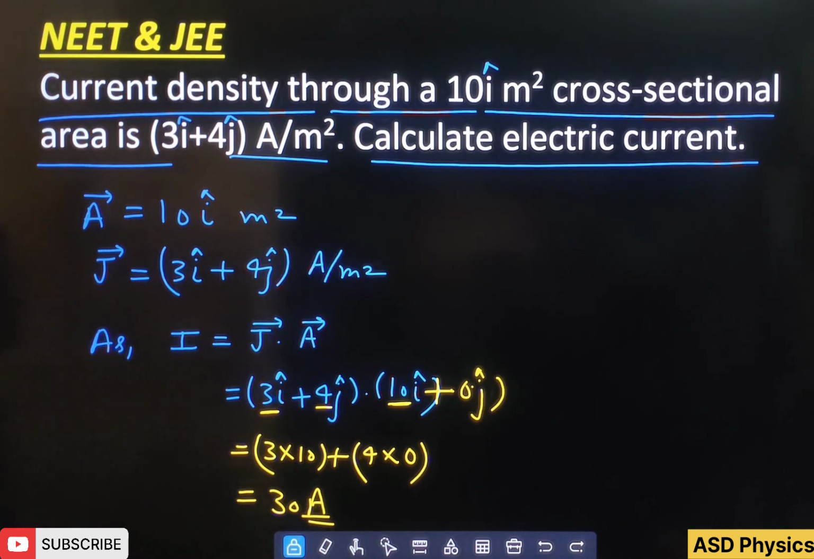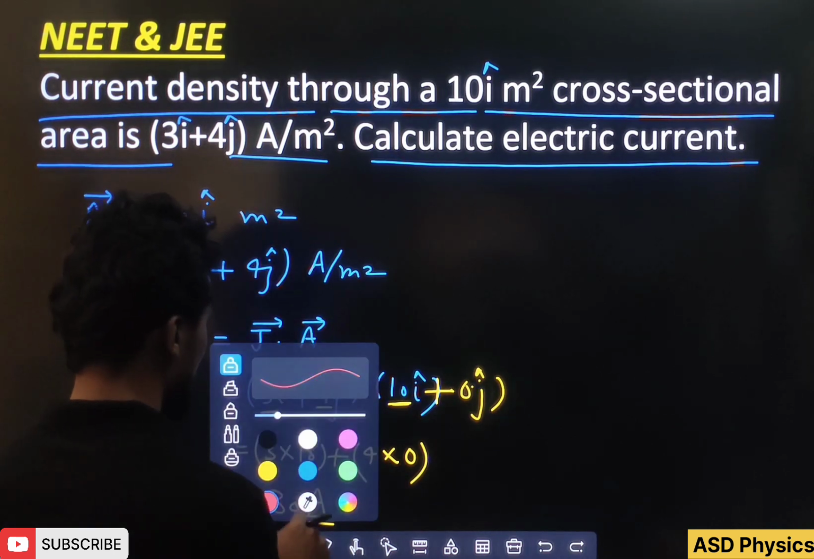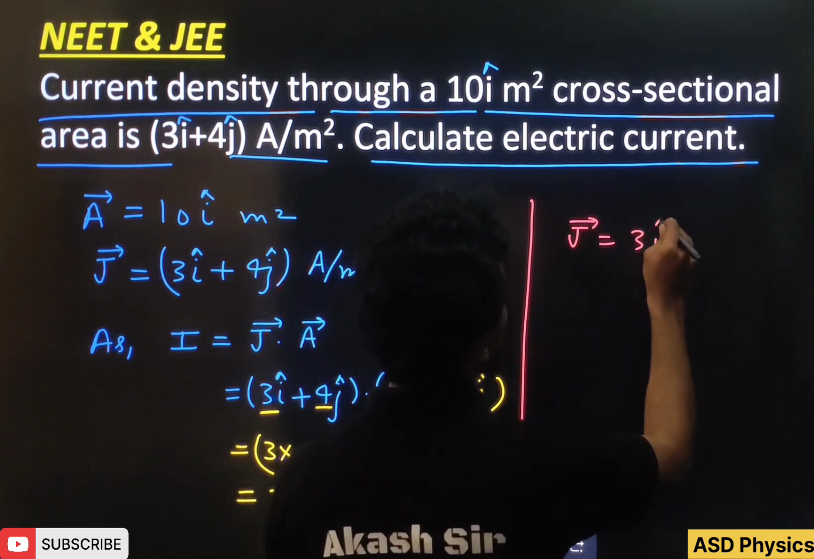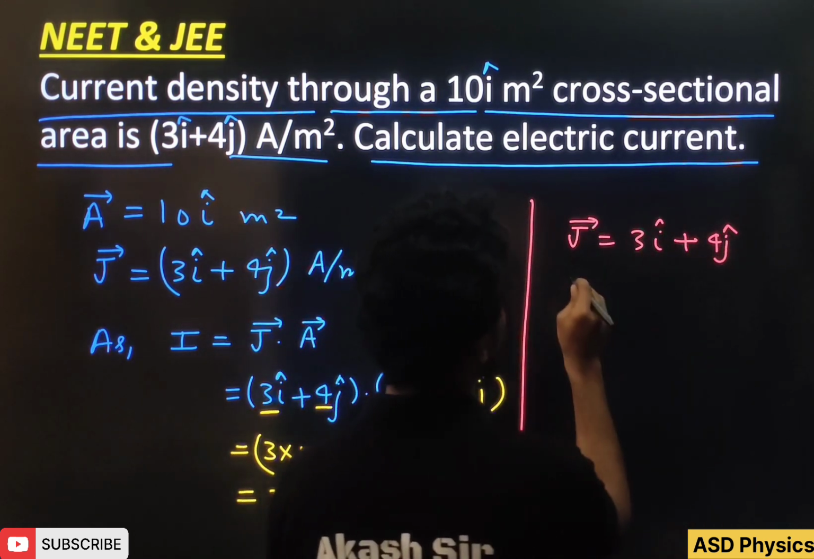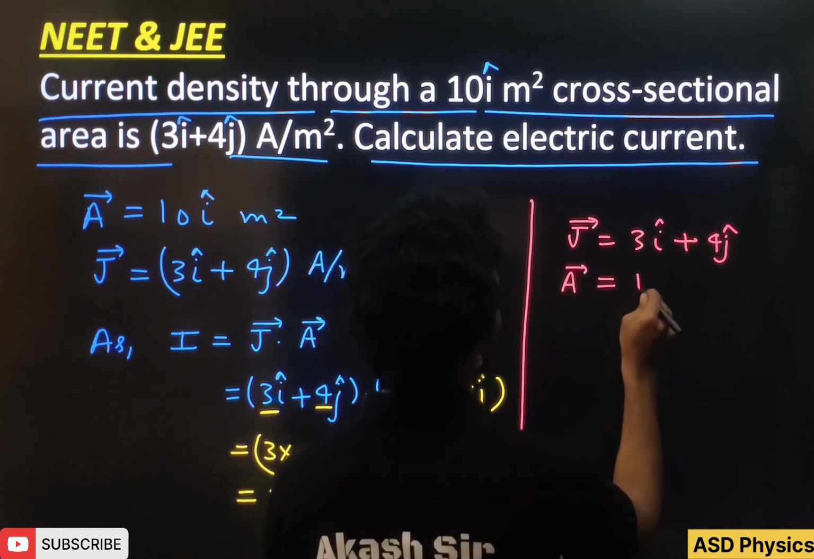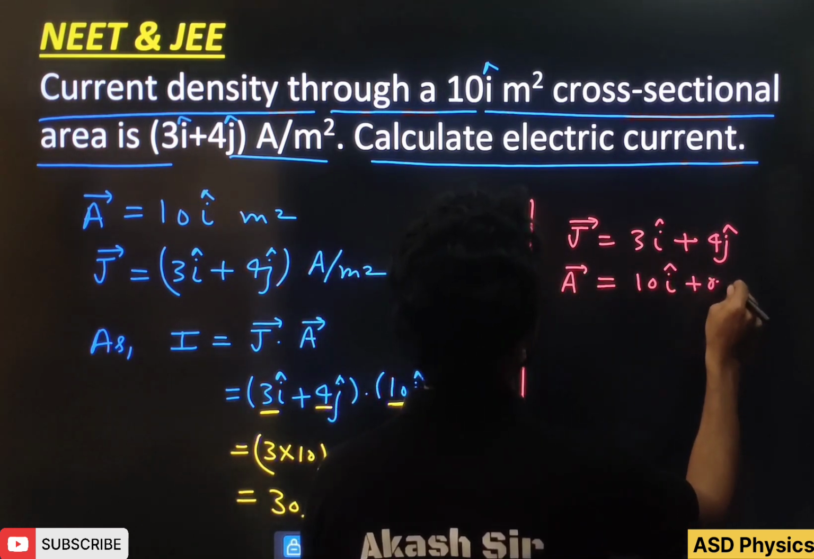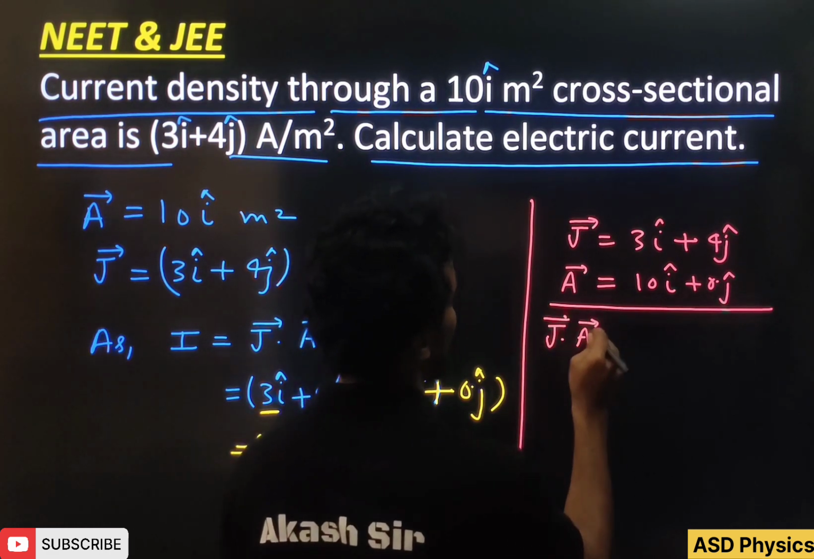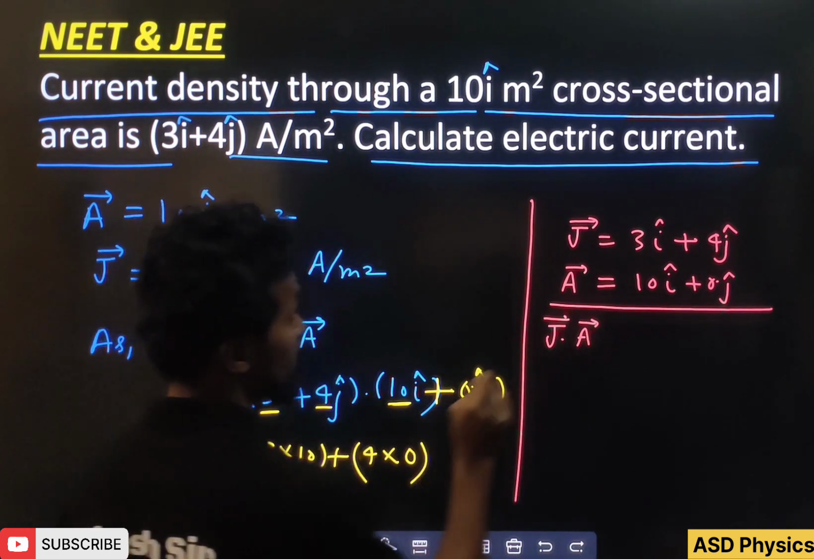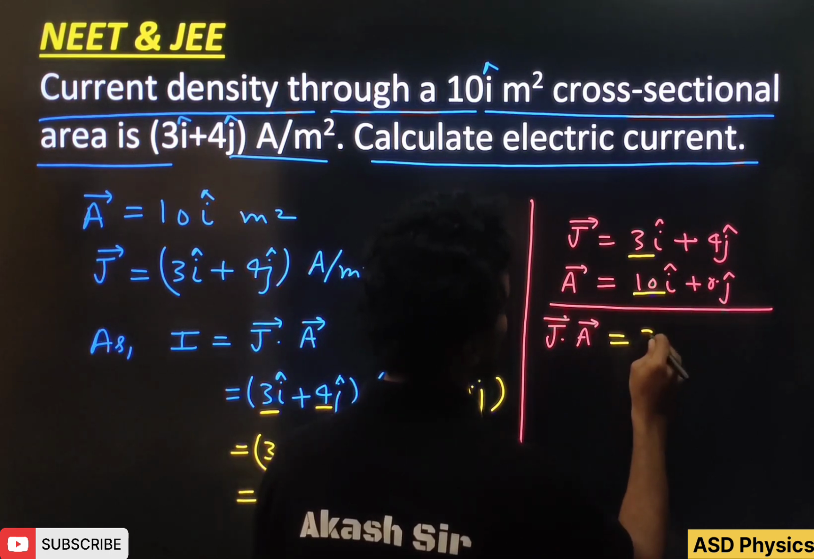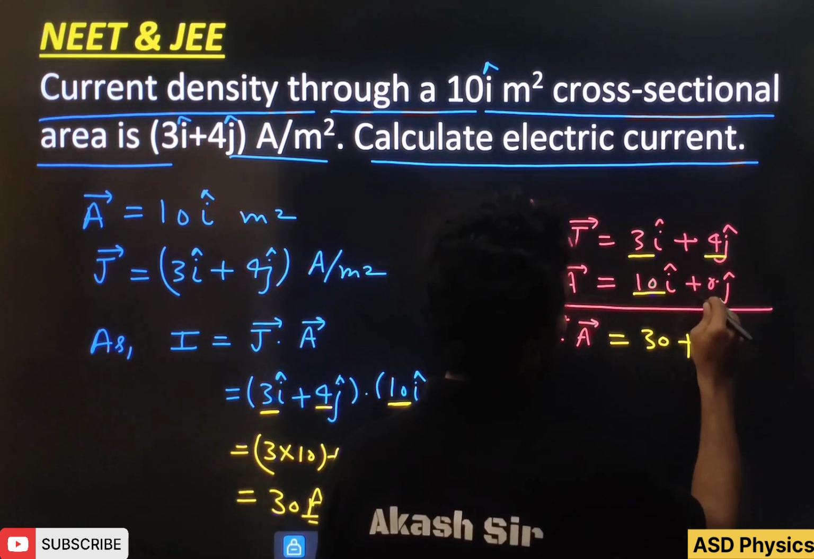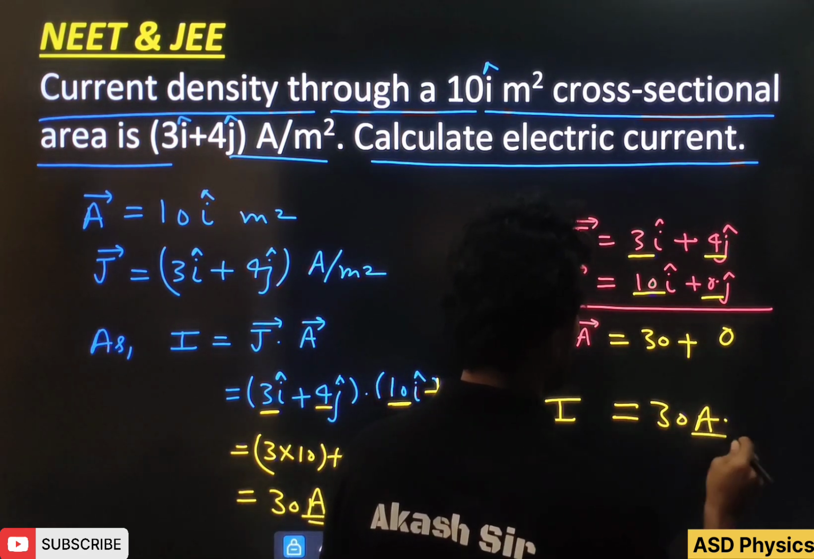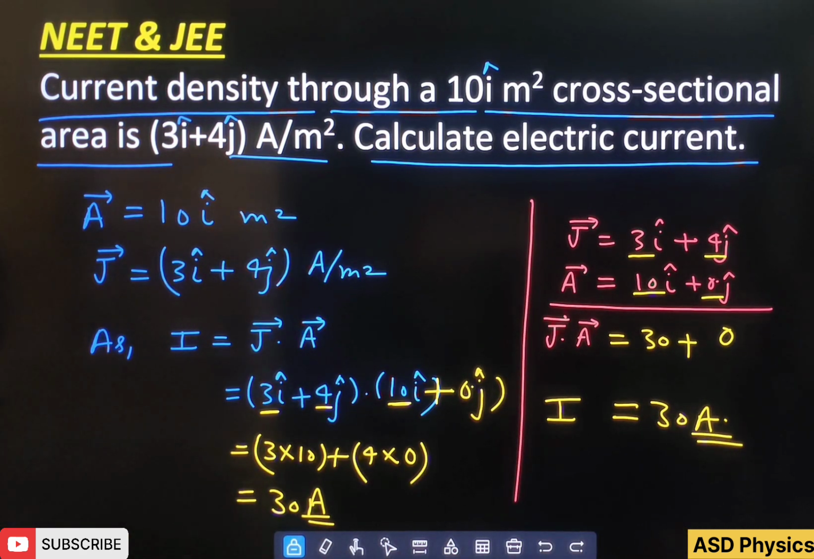Okay, so you can see this very well. Even if you are getting confused, you can do it like this also. Vector J is 3 i cap plus 4 j cap, and the area is 10 i cap plus 0 j cap. The dot product vector J dot vector A is 3 into 10, 30, plus 4 into 0, which is 0. So this I comes to 30 ampere. Kindly see it very well.